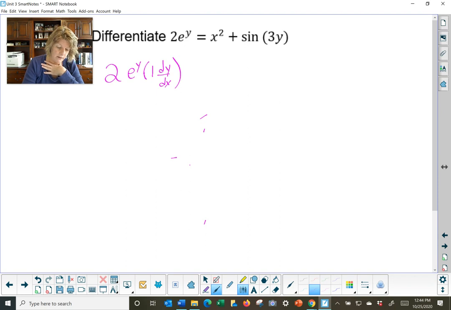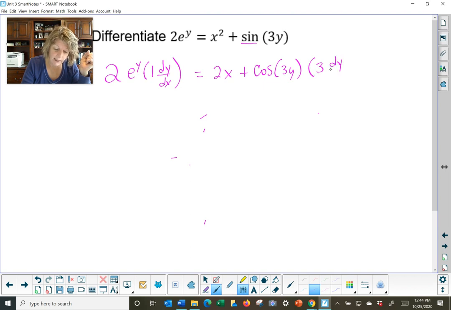Then this will equal 2x dx dx, but I don't really need to write it, plus the derivative of the outer function gives me a cosine, leave the inside alone, times the derivative of the inside, which gives me 3 times 1 dy dx. I'm not going to put the 1 down.